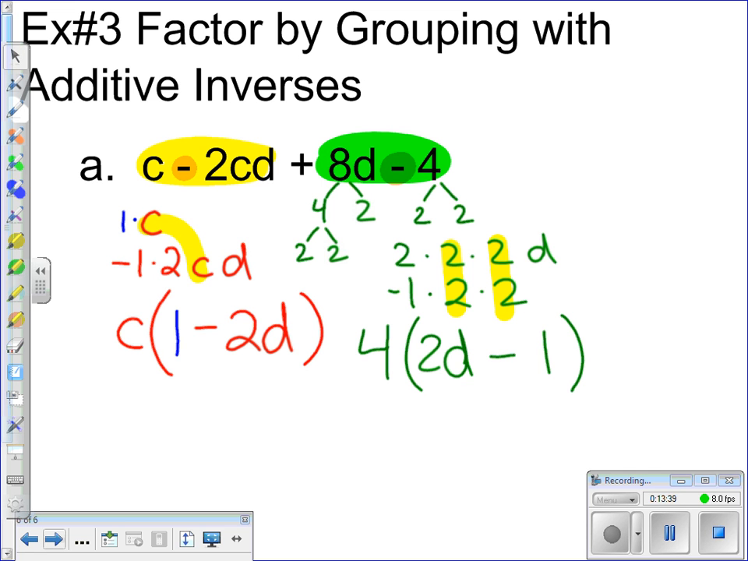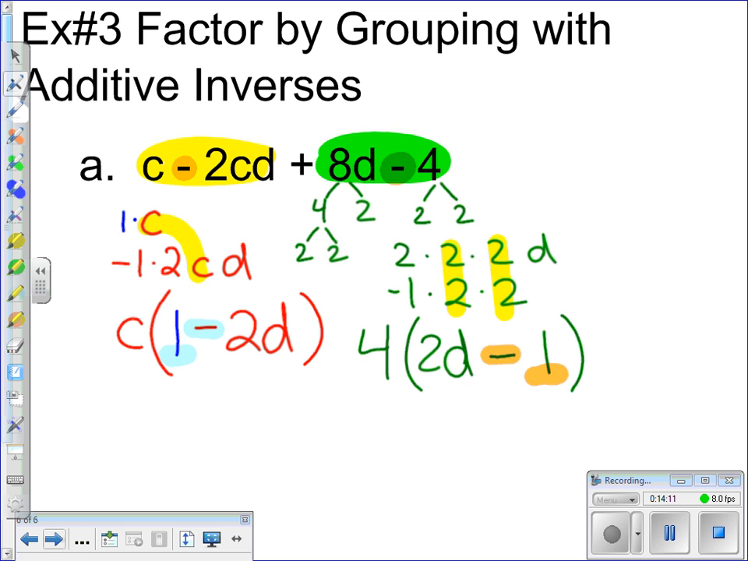Now, if you notice, the parentheses are not exactly the same. This one starts with a 1, while this one ends with a 1. This one has a minus 2D, while the other one has the minus with the 1. So something's a little off there. Now, if I want the 1 to be positive in the second one and the D to be the minus part, I have to multiply them by negative 1.